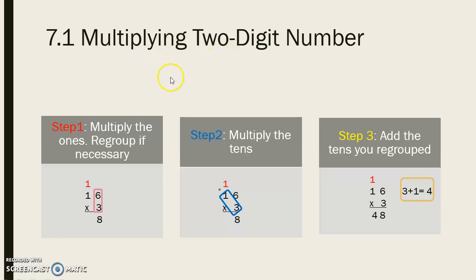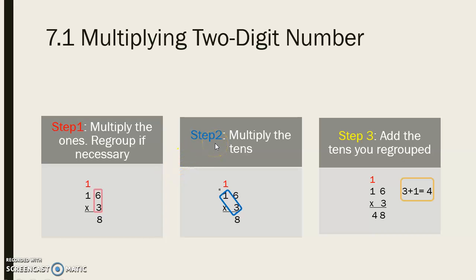Multiplying two-digit numbers. Step 1. Multiply the ones. Regroup if necessary. 6 times 3 is 18. Write the answer, the number 8, in the place of the ones. Then regroup the number 1.